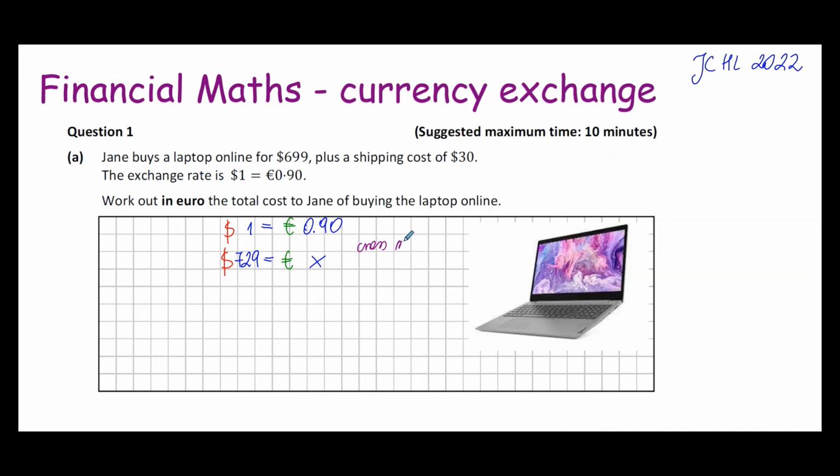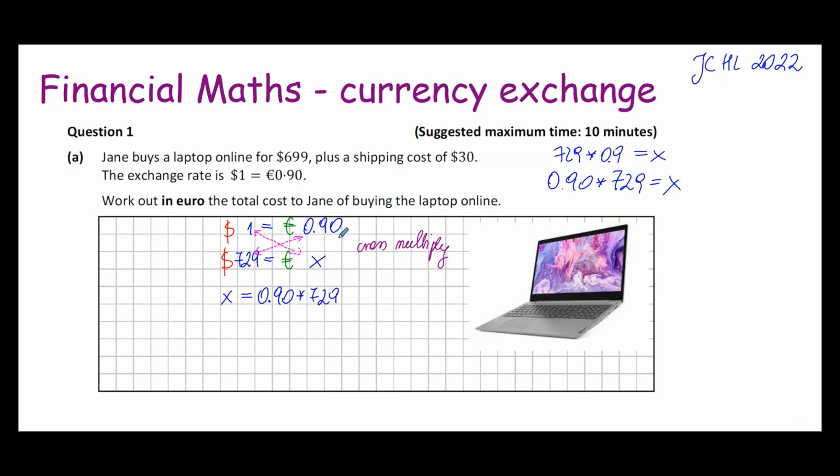We cross multiply. And it doesn't matter which way you do your multiplication. The point is that those two values have to be multiplied and those two values have to be multiplied. So 1 multiplied by x will be just x. And then on the other side, 0.90 multiplied by 729. Now, I could write it the other way around. I could say 0.90 multiplied by 729 equals x, or 729 multiplied by 0.90 equals x.